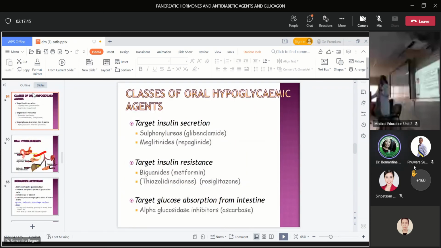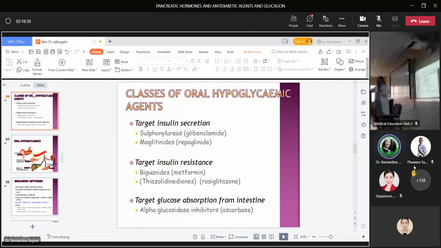So what are your classes of oral hypoglycemic agents? Those that target insulin secretion, or insulin secretagogues. These are your sulfonylureas, an example is glibenclamide. Meglitinides, an example is repaglinide. Please try to absorb it.